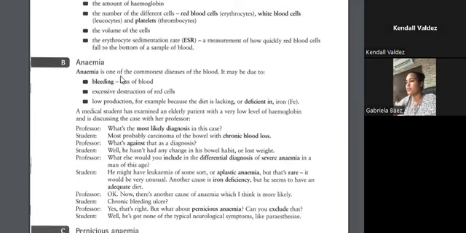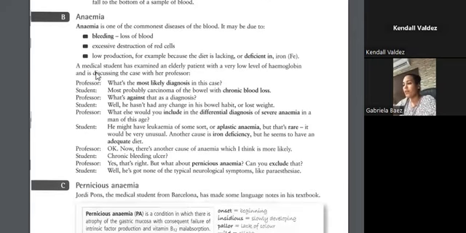Anemia. Anemia is one of the commonest diseases of the blood. It may be due to bleeding, loss of blood, excessive destruction of red cells, or low production, for example, because the diet is lacking or deficient in iron, Fe. A medical student has examined an elderly patient with a very low level of hemoglobin and is discussing the case with her professor.